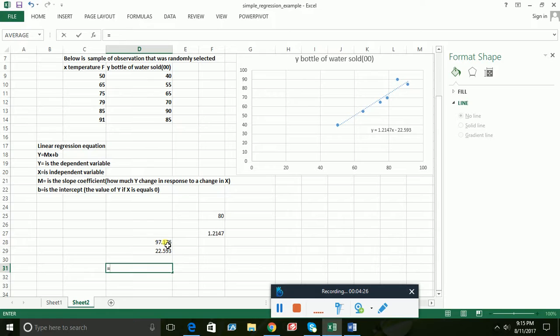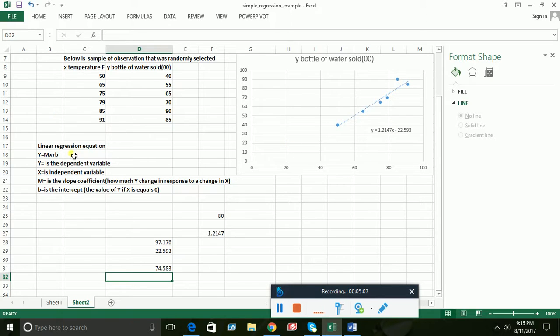Using Excel here again, equal sign, this is 97 minus 22, then enter, equals 74. So if the temperature is 80, then approximately you will sell 74, or 7,400 bottles of water. That's how you use this formula.